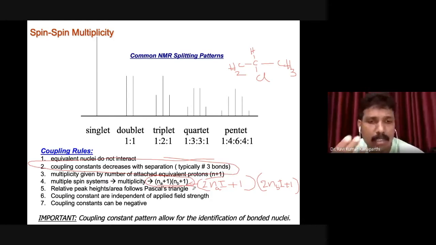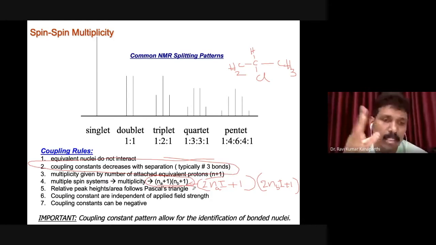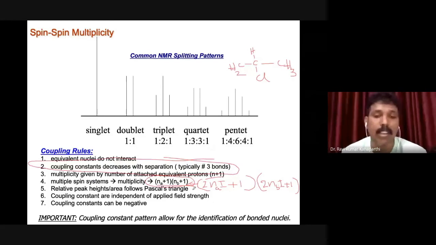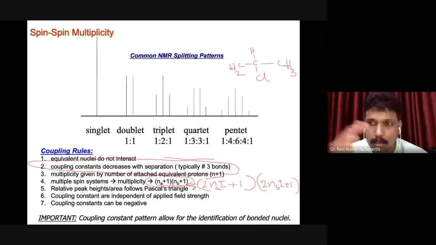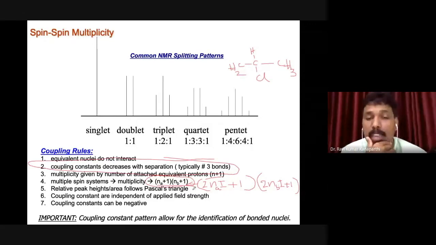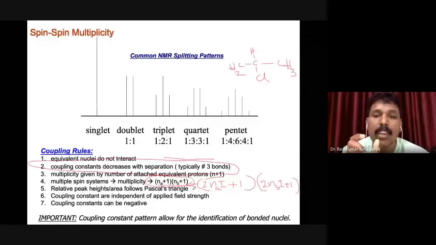And again, the peak intensities can be understood in terms of Pascal's triangle or the binomial expansion coefficients, (1 plus x) to the power n. So those binomial expansion coefficients will give you the peak intensities.